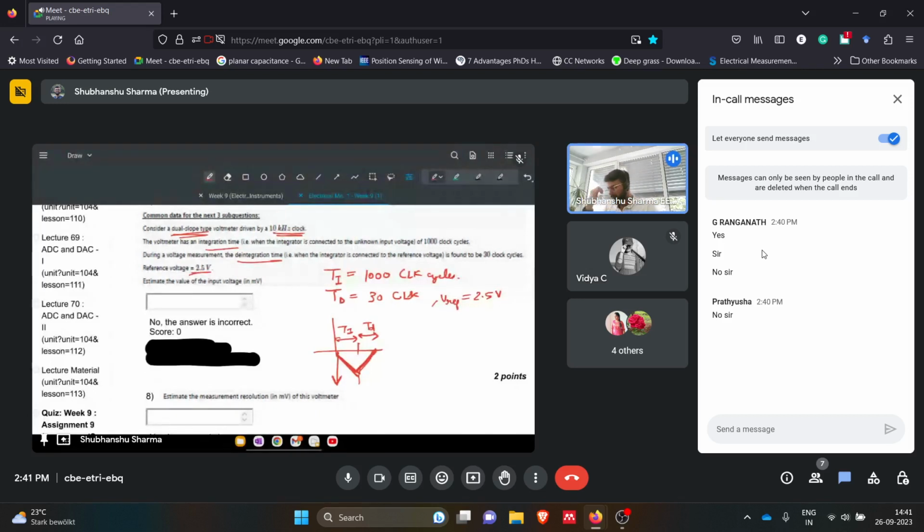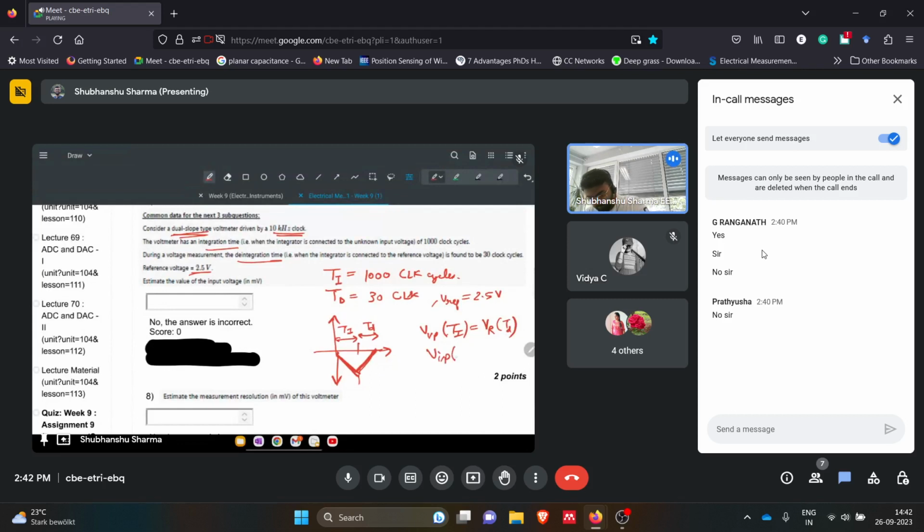So I think, if you have read about its formula, it's easy to solve directly. So we have Vin into T integration time equals V reference into T de-integration time. Okay, if you know this formula, then you can solve this. So we input, we don't know.